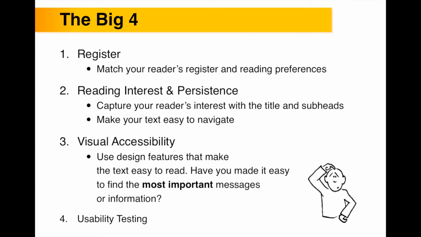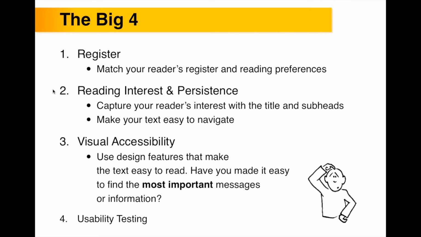We've been talking about these readability features off and on, but it's a good idea to have them in your mind in one place. So let's review. Register. This is about the words, using words that your readers will understand, and using your readability instrument. We've also talked about reading interest and reading persistence. Using a title that is transparent. That means readers know immediately what your text is about.